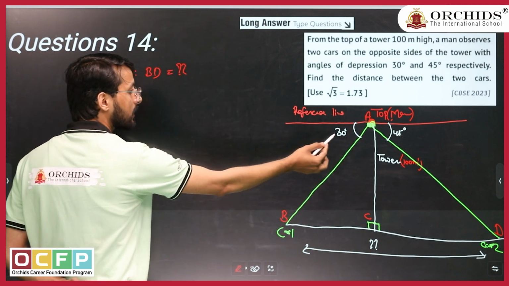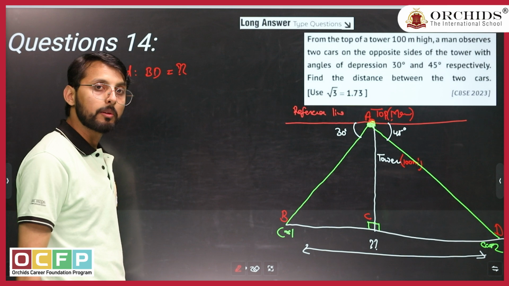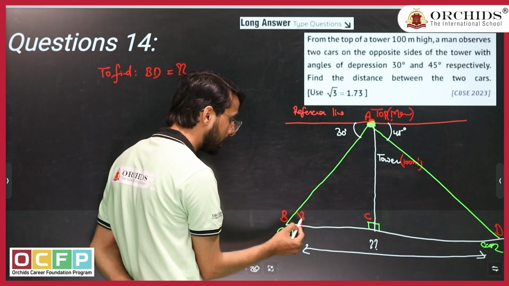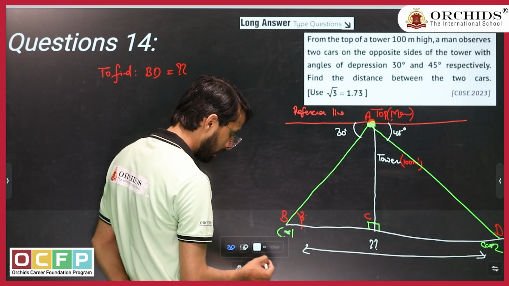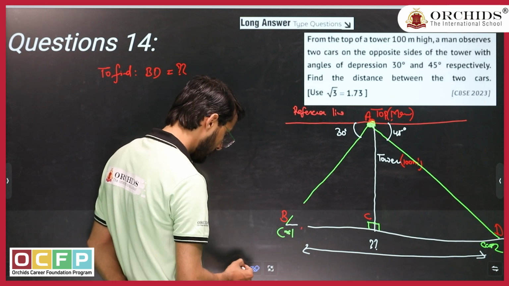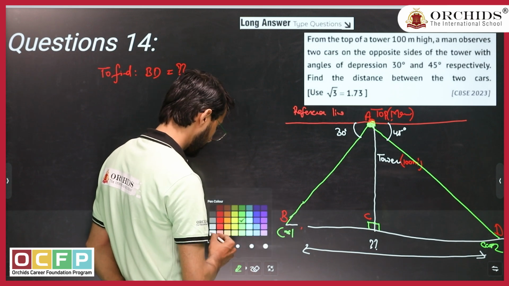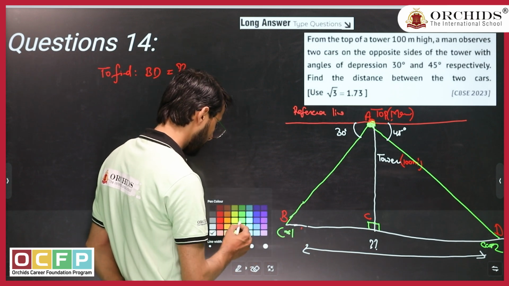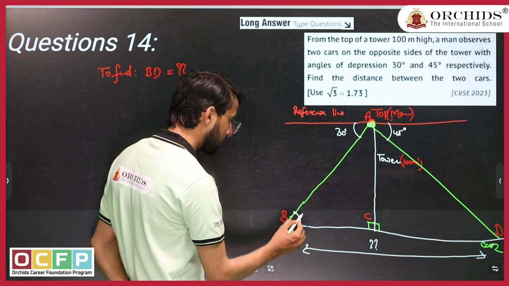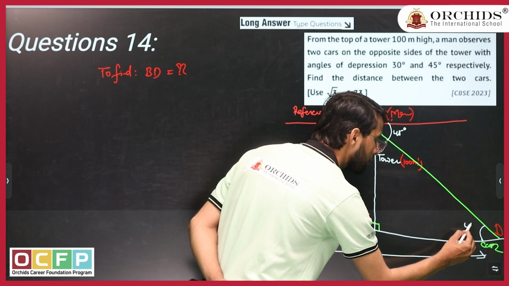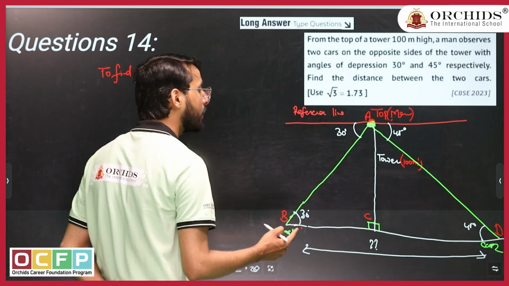So, first, this is 30 degree. Which other angle will be 30 degree? A depression angle I am converting into the elevated angle. So this angle is nothing but 30 degree. Same way, a 45 degree angle, this will be 45 degree. Now quickly we are going to solve.